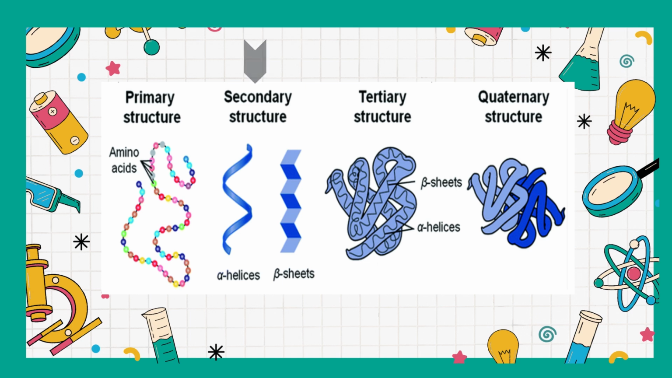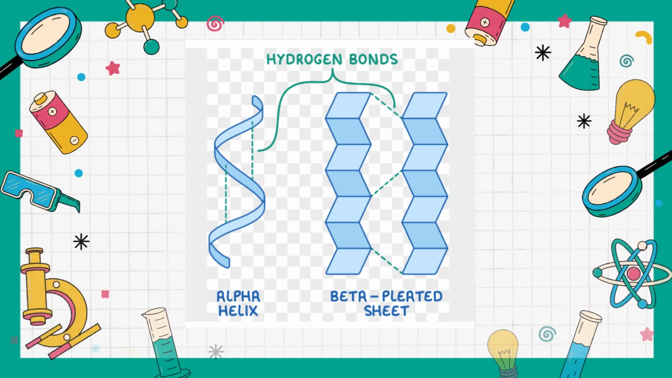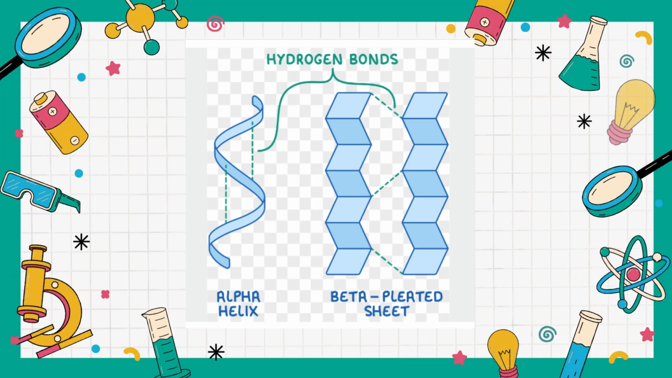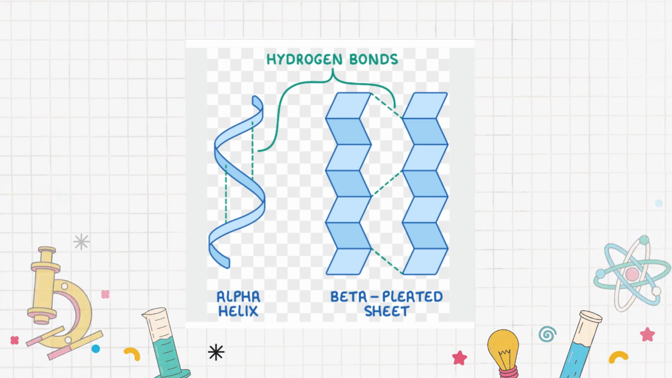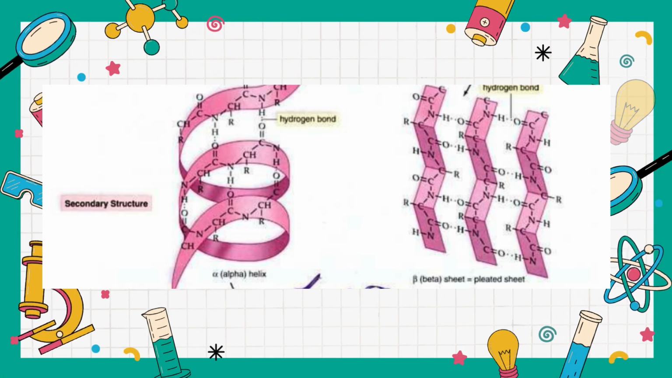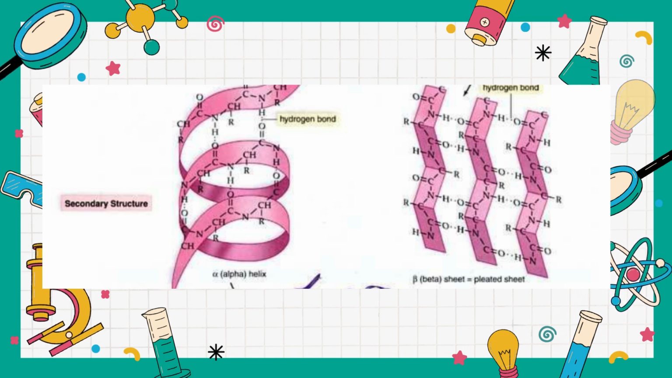Secondary protein structure refers to localized folding patterns within a polypeptide chain, stabilized primarily by hydrogen bonds between backbone atoms. The two most common types are the alpha helix, which is a coiled structure, and beta sheet, which is a zigzag, pleated strand. These structures provide stability and contribute to the protein's overall 3D shape.